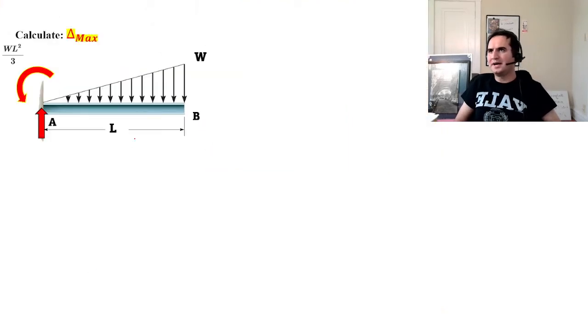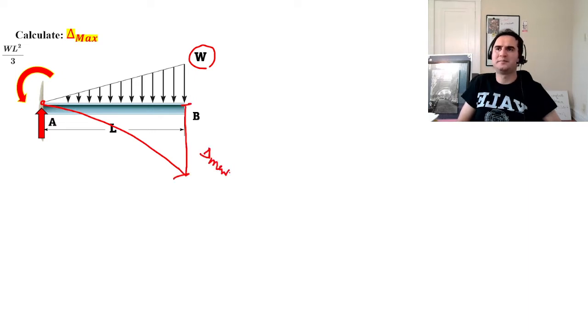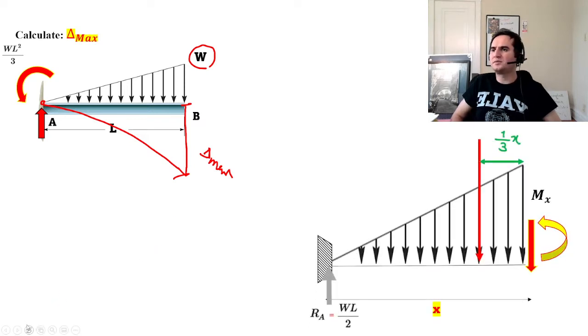If we want to calculate delta maximum at the free end B of the cantilever beam with a non-uniform distributed load varying from 0 to W, from the beginning of the beam all the way to the right to the free end B, we want to calculate the maximum deflection, which happens at B. That's delta maximum. Let's see how we can solve the problem.